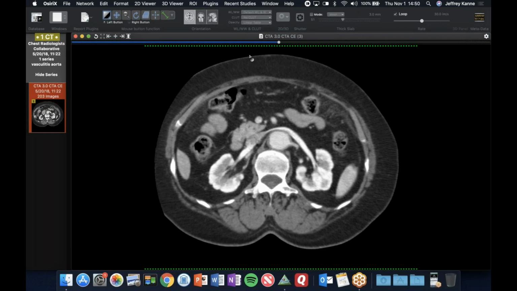67. So she's a perfect age for giant cell. Yeah, she's a good age for it. Yeah, definitely. And maybe it's just on the spectrum and only involved the aorta for whatever reason.